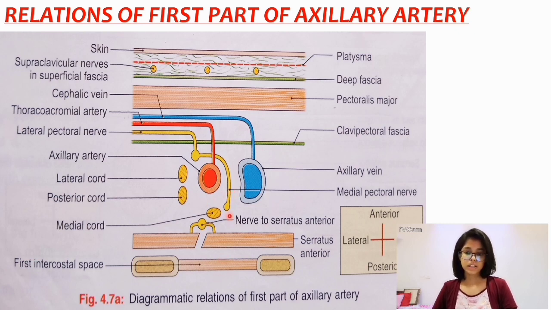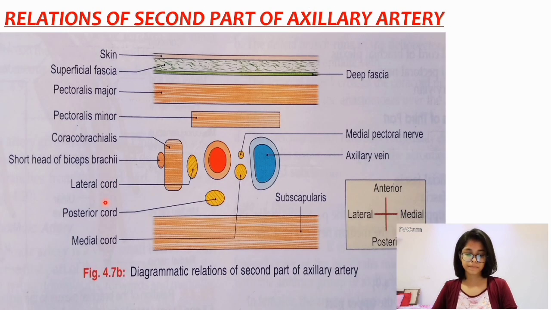So the three posterior relations include first intercostal space along with the external intercostal muscle, then the serratus anterior, first two digitations with the nerve supplying the serratus anterior, and lastly the medial cord with its one branch, that is medial pectoral nerve. Coming to the medial relation, we have one, that is axillary vein, and in the lateral relation we have lateral cord and the posterior cord.